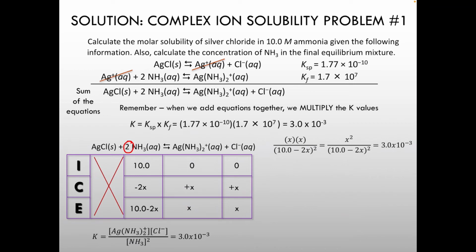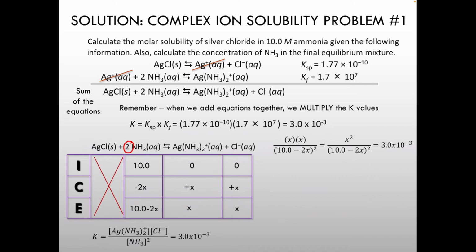So we have our x times x over our 10 minus 2x. Don't forget the squared from that 2 in front of ammonia. And then we've got this, which is now times 10 to the minus 3. That's a little bit like, well, the change could be negligible, but it might not be, right? So it's a little bit hard to tell.